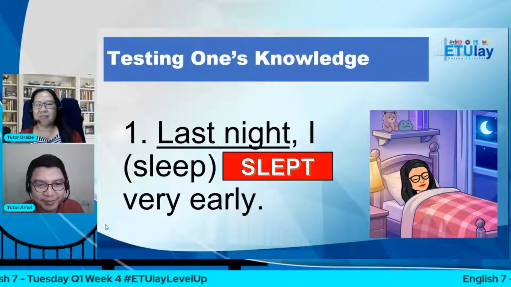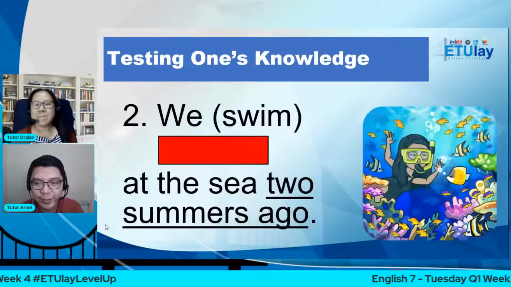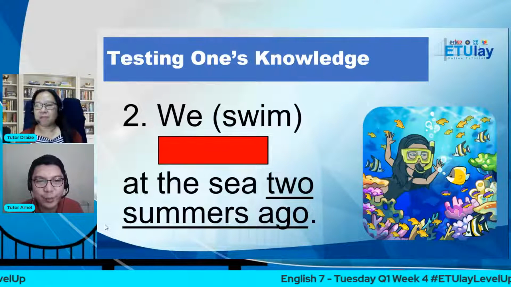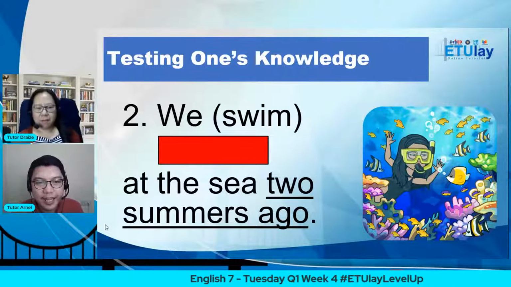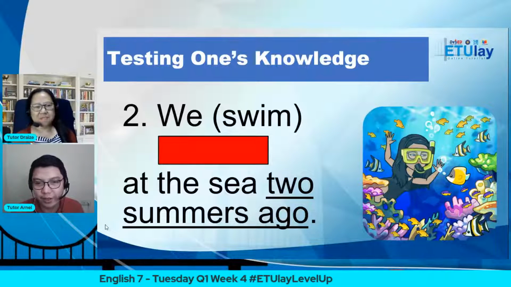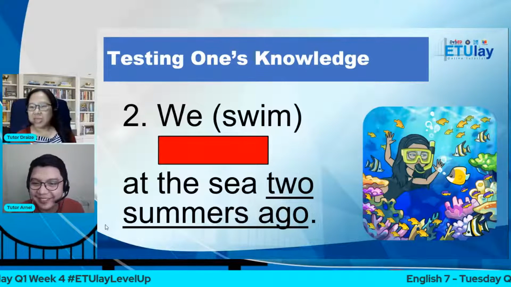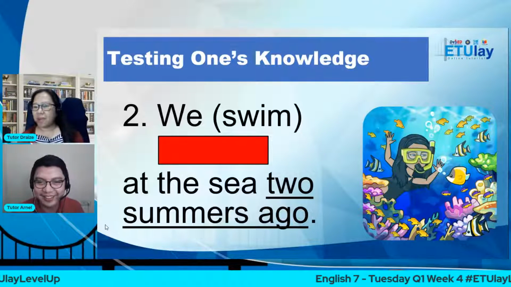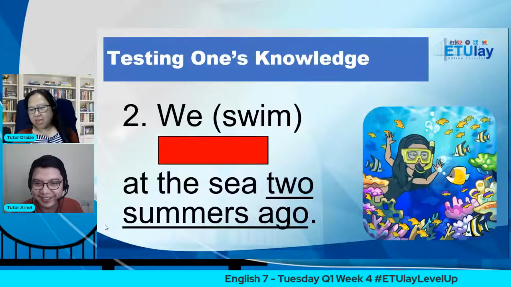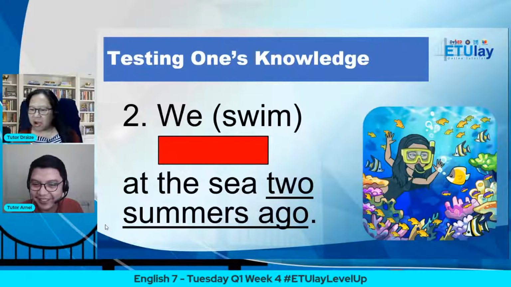Tutor Arnell, can you have number two, please? All right, students, ready your answers. The sentence is: We swim at the sea two summers ago. So what would be the verb for that? Please don't forget to write number two so we won't be confused with your answers.